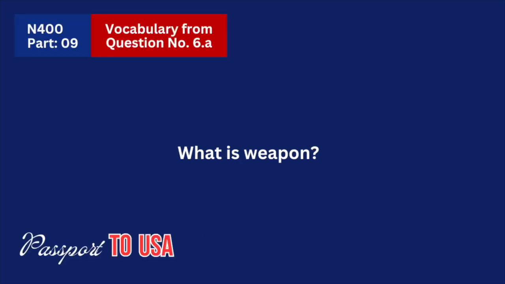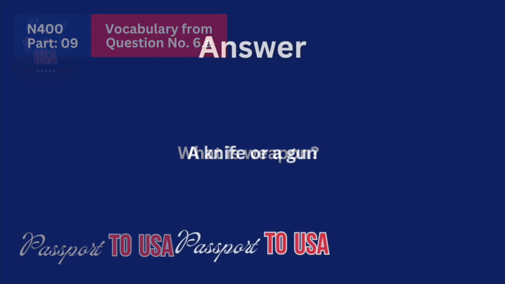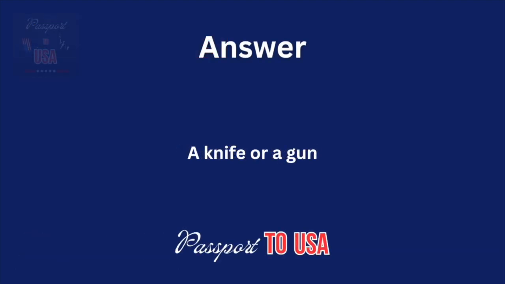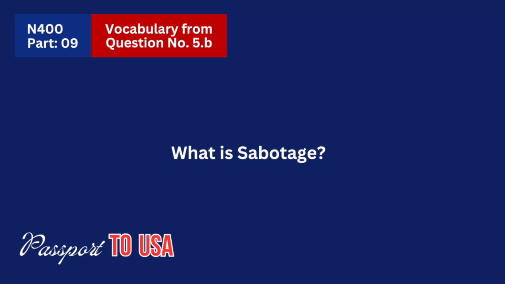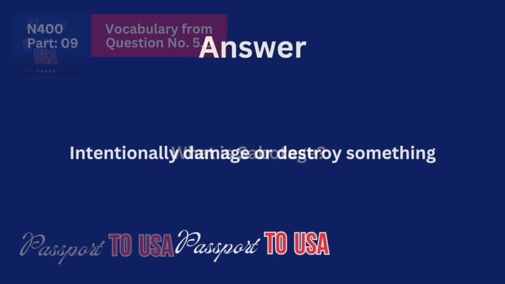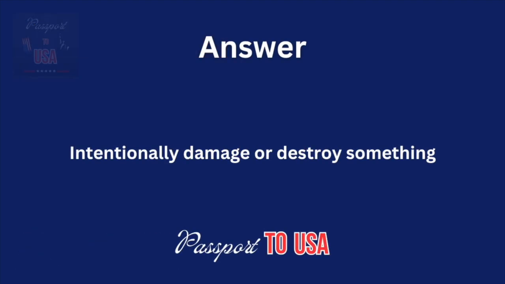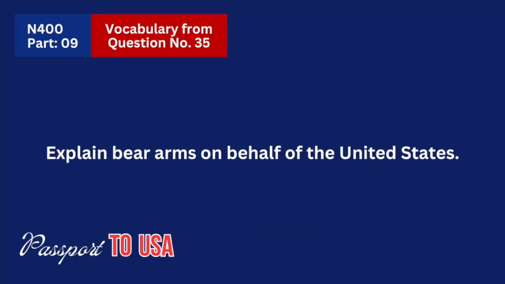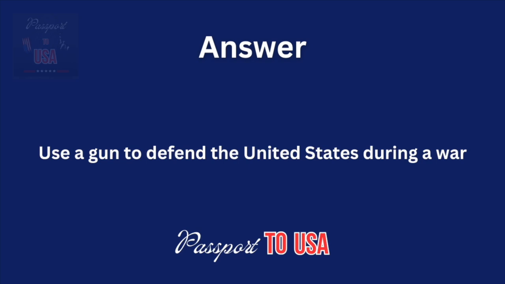What is weapon? A knife or a gun. What is sabotage? Intentionally damage or destroy something. Explain. Bear arms on behalf of the United States. Use a gun to defend the United States during a war.